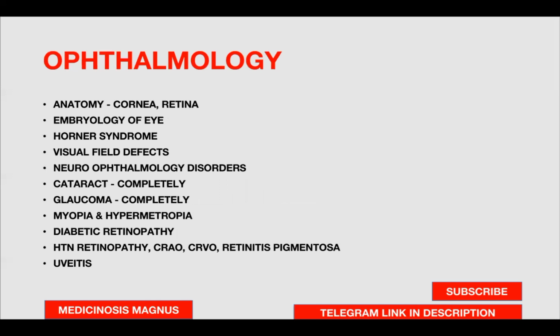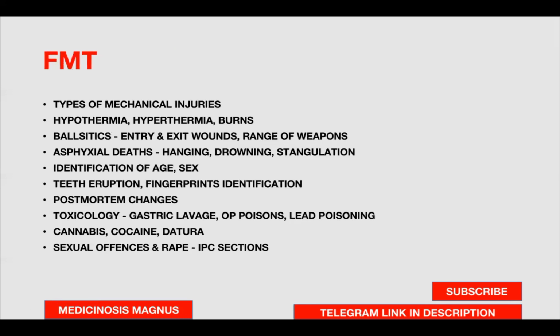In ophthalmology, for the anatomy part, make sure you know about the cornea and retina, the different layers and its significance, and embryology of eye, Horner syndrome, visual field defects, neuro-ophthalmology disorders, cataract completely, glaucoma completely, myopia and hypermetropia, diabetic retinopathy and its findings, hypertensive retinopathy and findings, CRAO, CRVO, retinitis pigmentosa. CRAO is central retinal artery occlusion, and CRVO is central retinal vein occlusion. Uveitis completely.